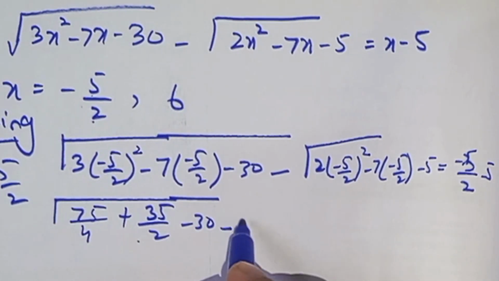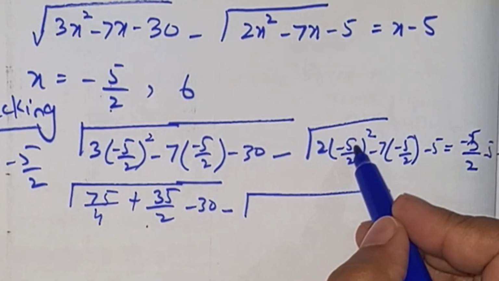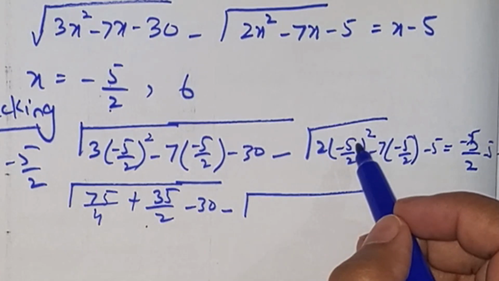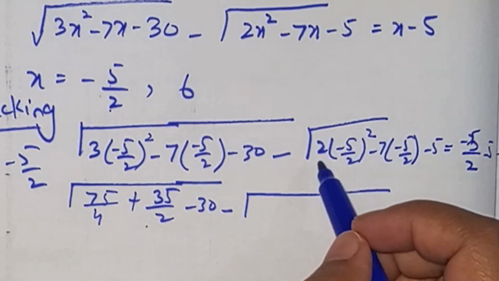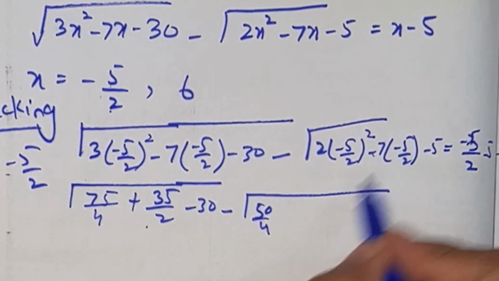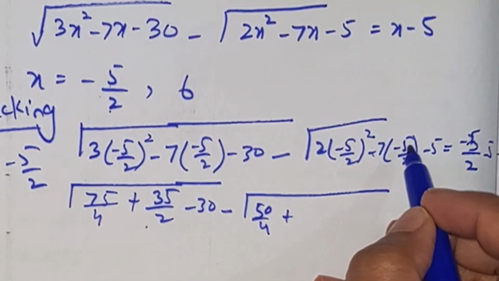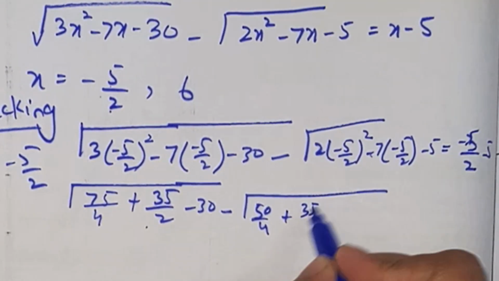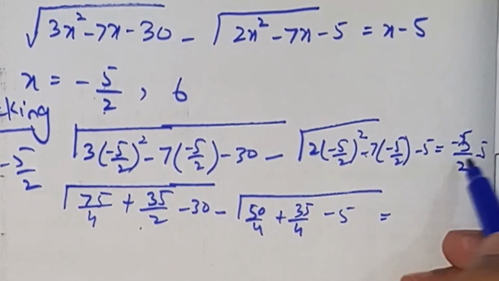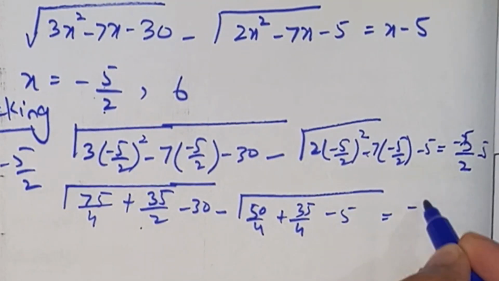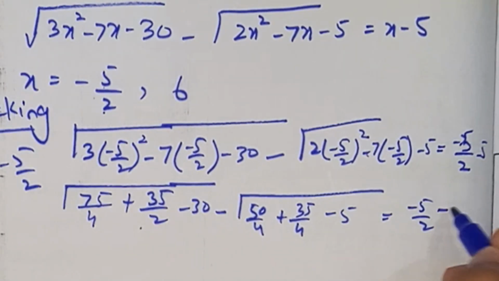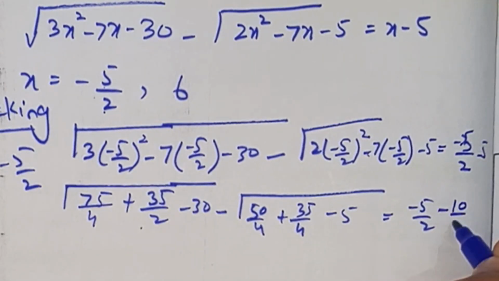This will become the square root of minus 5 over 2 whole squared. This is equal to 25 over 4. Multiply this by 2, then we get 50 over 4. Minus and minus will become a plus. 5 multiplied by 7 is 35 over 2, and this is minus 5, equal to 5 over 2 minus 5. We write this minus 5 as minus 10 over 2.